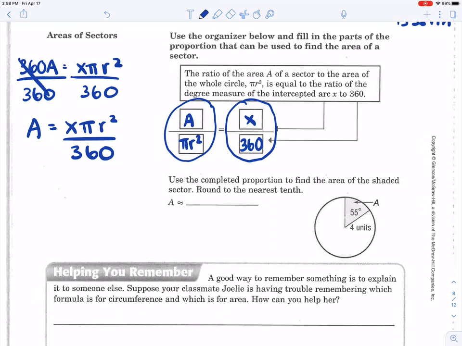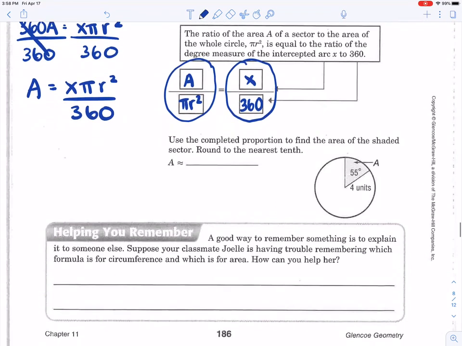Use the completed proportion to find the area of the shaded sector. Round to the nearest tenth. So in this case, this is the slice of pizza they're asking me to find the area for. I see that x, or my angle, is 55, and r, or my radius, is 4. So plugging into my formula, I would do x times pi times r squared divided by 360. I'll multiply everything on the top and divide by 360 to find 7.7 units squared.